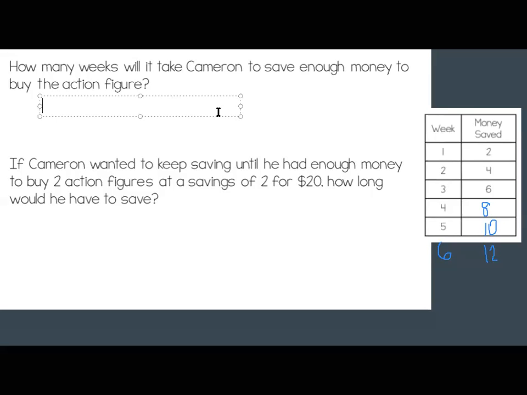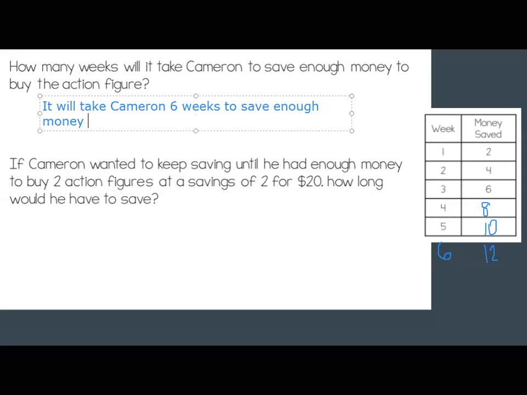So to answer the question, how many weeks will it take Cameron to save enough money to buy the action figure? It will take Cameron 6 weeks to save enough money to buy the action figure.